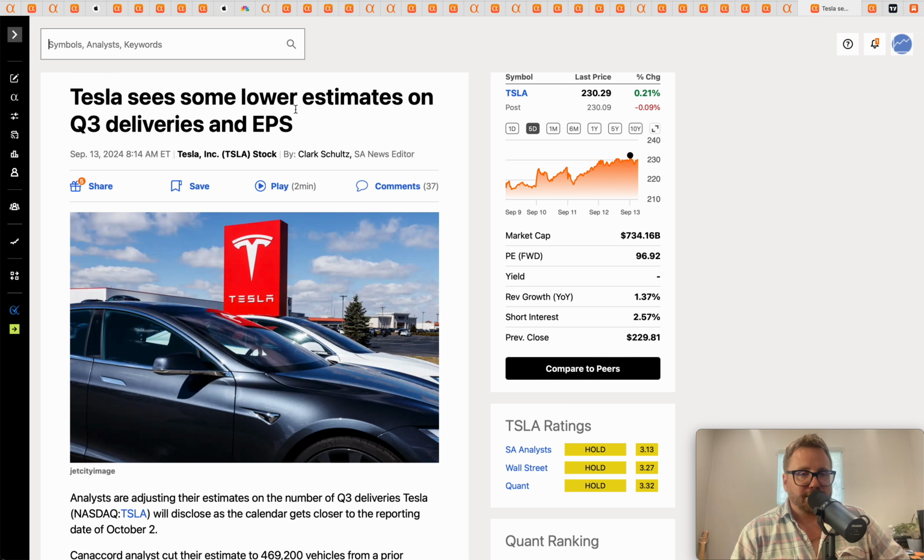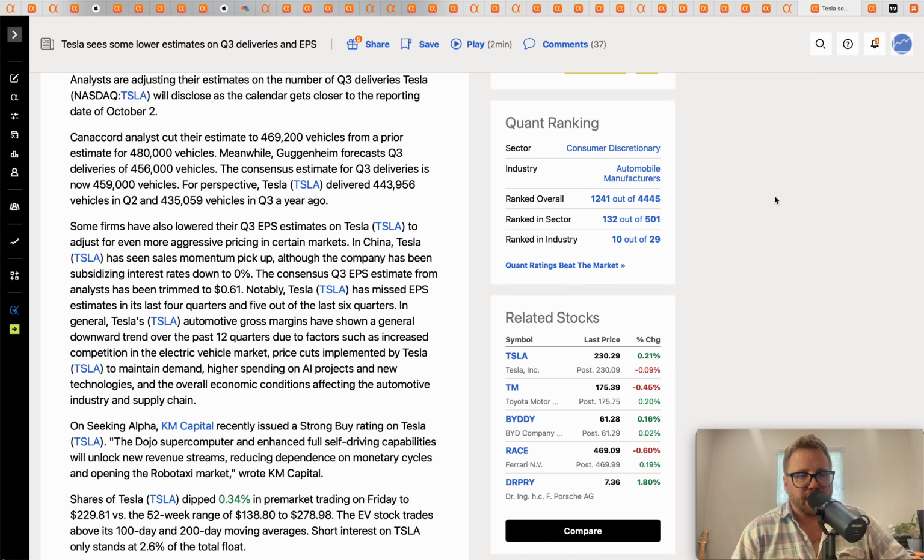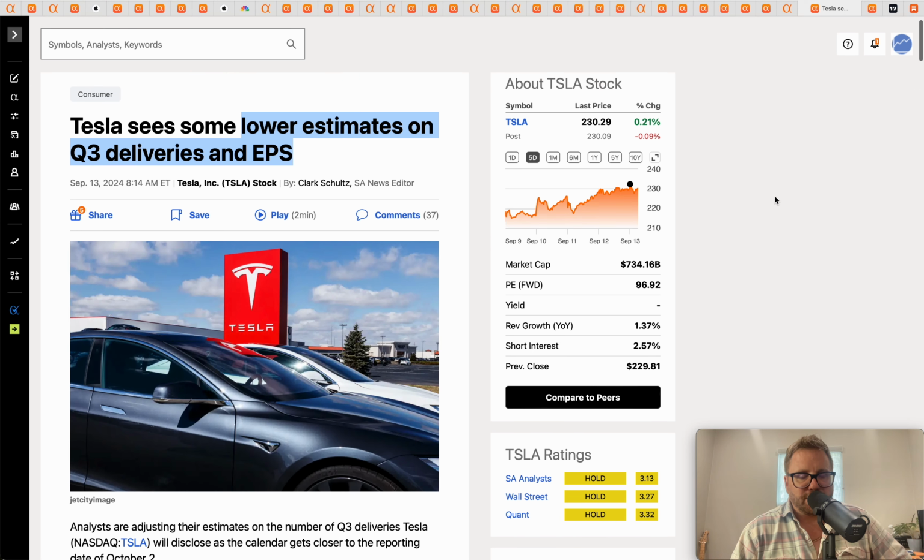Now, Tesla sees some lower estimates on their Q3 deliveries and their EPS as the monthly numbers from China came in more recently, or at least 2 weeks ago, and the estimates continue to come in, at least on the demand side for cars. Anybody out there shopping for cars can just see that the pricing and certainly the incentives continue to go lower and lower.